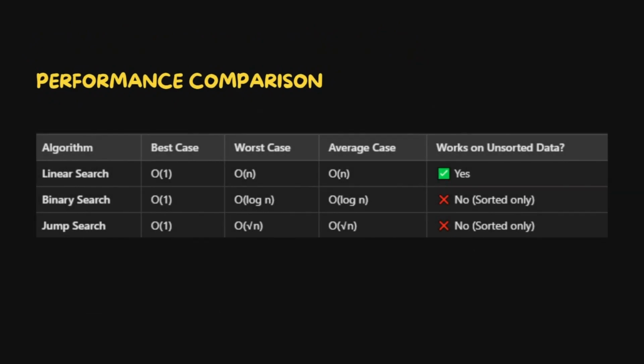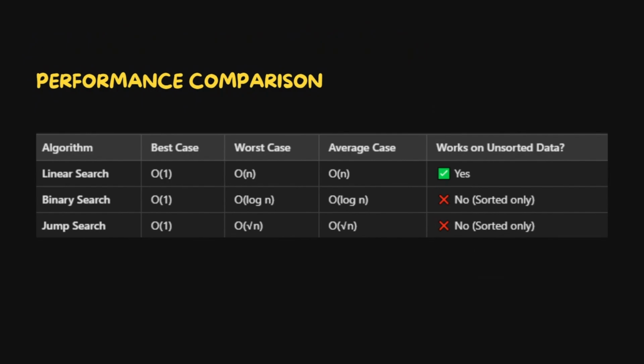So this is the performance comparison of linear search, binary search, and jump search. So for linear search, the best case is order of 1, worst case is order of n, and average case is order of n. It works on sorted as well as unsorted data. So next, binary search: its best case is order of 1, worst case is order of log n, average case is order of log n. It works only on sorted data and it doesn't work on unsorted data.